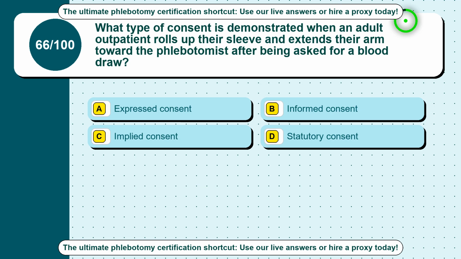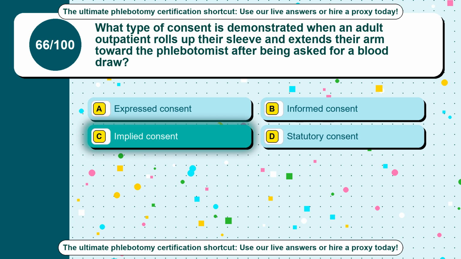Question 66. What type of consent is demonstrated when an adult outpatient rolls up their sleeve and extends their arm toward the phlebotomist after being asked for a blood draw? Option A. Expressed consent. Option B. Informed consent. Option C. Implied consent. Option D. Statutory consent. The correct answer is option C.